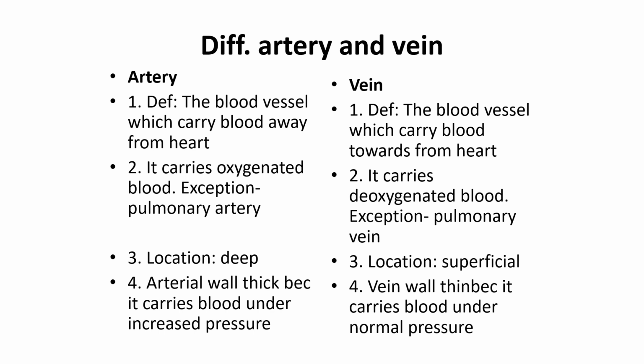Artery wall is thick because it carries blood under increased pressure, and vein wall is thin because it carries blood under normal pressure. So arterial blood collection is used for blood gas analysis, and mainly the radial artery is used, and veins are superficial, so easily we can do collection for all biochemical and serological testing.